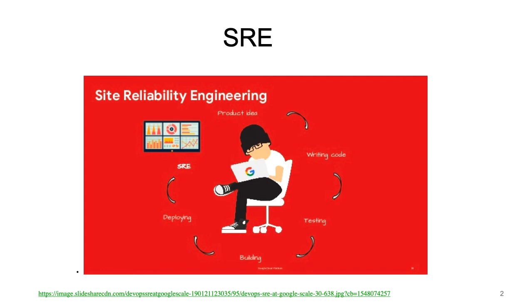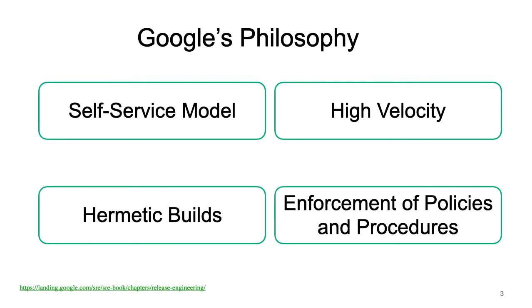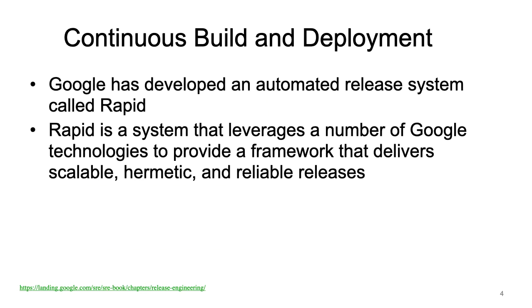I am Dr. Ganesh, and this is a series where I am trying to share some basics of site reliability engineering. So, we were discussing in the previous video about Google's philosophy on release engineering. We spoke about self-service model, high velocity, hermetic builds and enforcement of policies and procedures. So let us look at what is continuous build and deployment from Google's perspective.